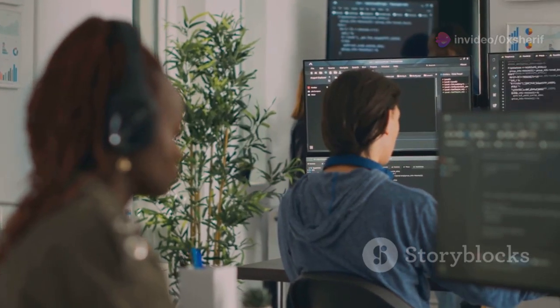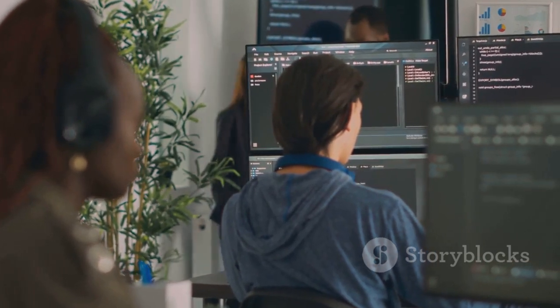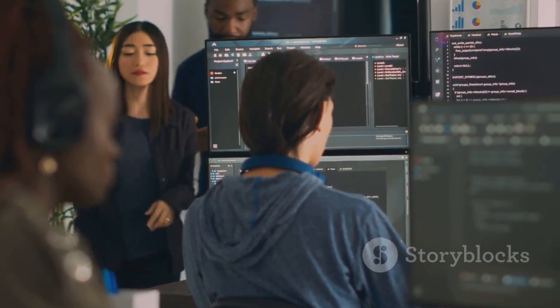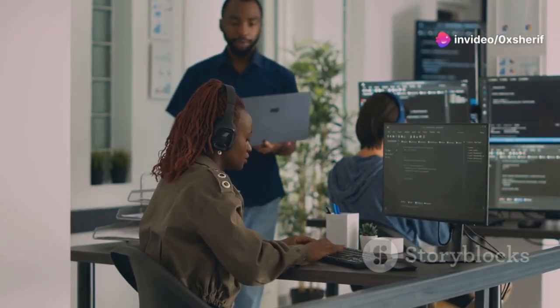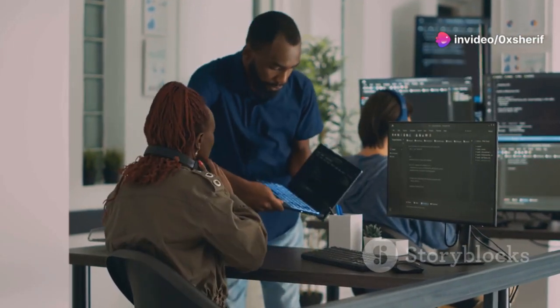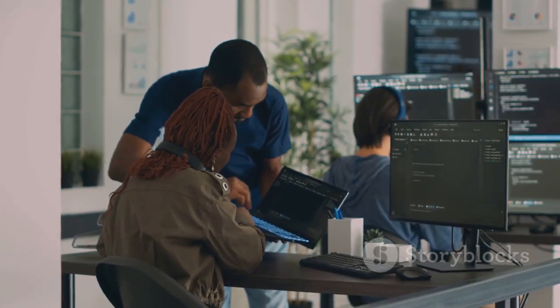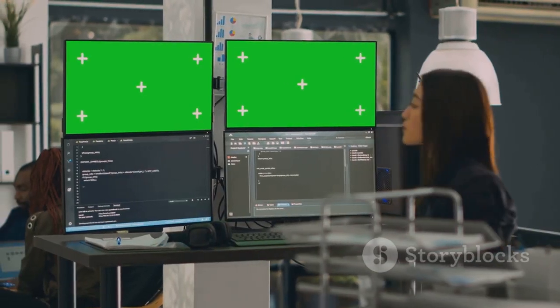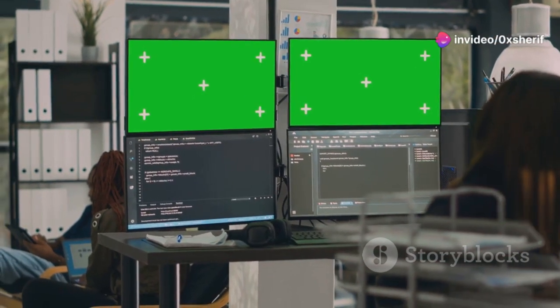Fourth, test for different SQLi types. Each type of SQL injection requires a unique approach and understanding. Utilize techniques specific to different SQLi types, such as using the union operator for union-based SQLi or conditional statements for Boolean-based SQLi.